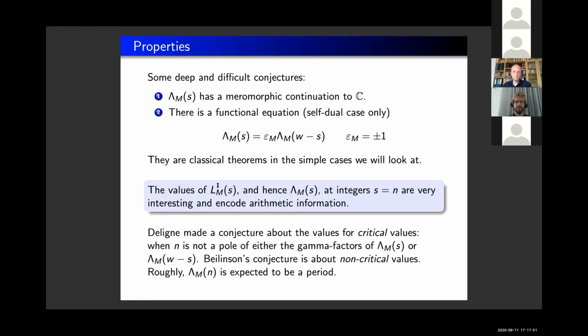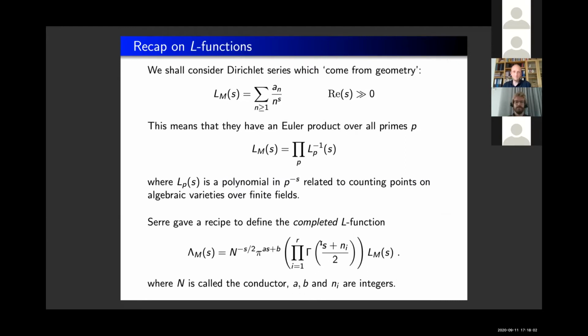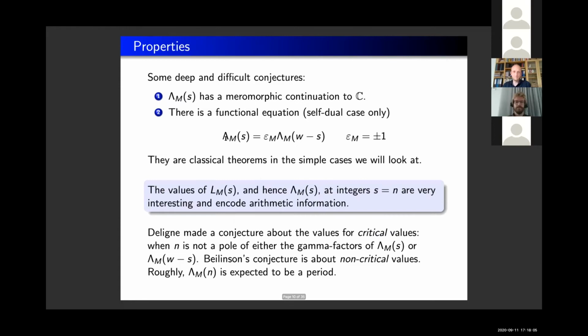So the critical values are the ones where the integers n, where n is neither a pole of the gamma factors. So recall the gamma factors are here, and we know exactly what the poles of gamma are. So they're not a pole of the gamma factors occurring in here. Neither are they a pole of the gamma factors occurring in this L function on the other side. So that's a critical value. It doesn't mean that the integer is inside the critical strip. That's an accident of vocabulary that the word critical is used in both contexts. And we'll see an example where critical here does not imply being in the critical strip.